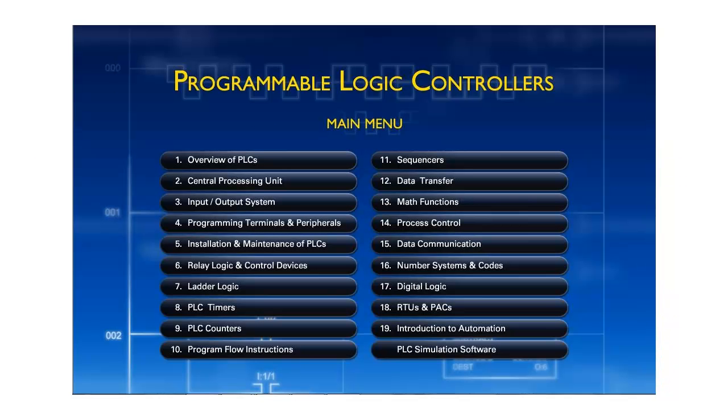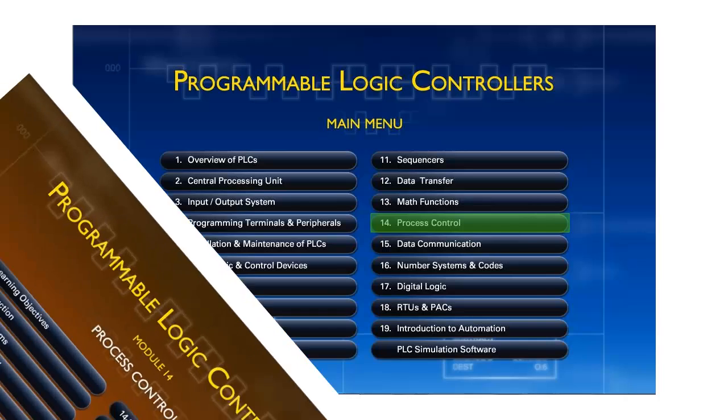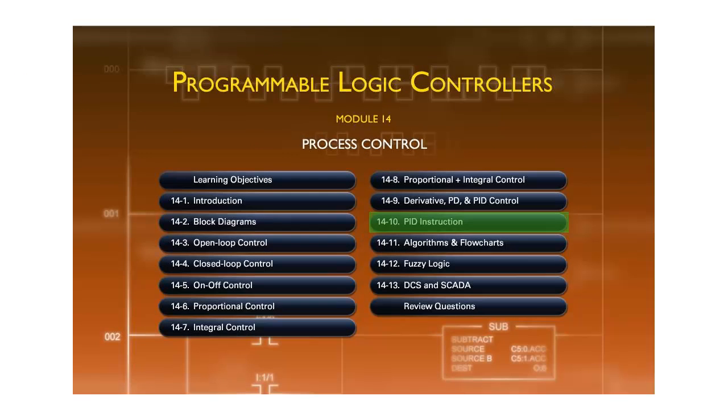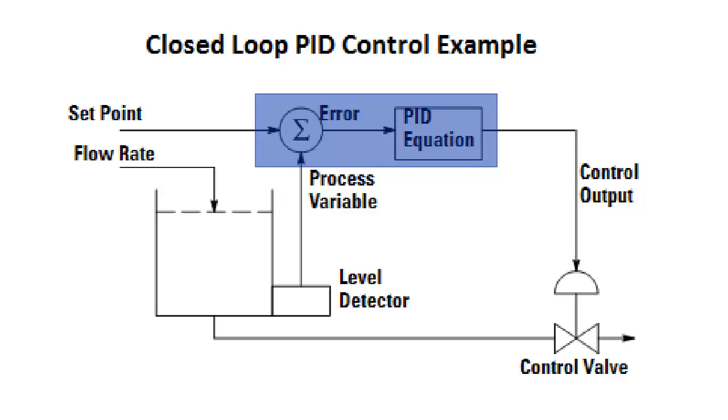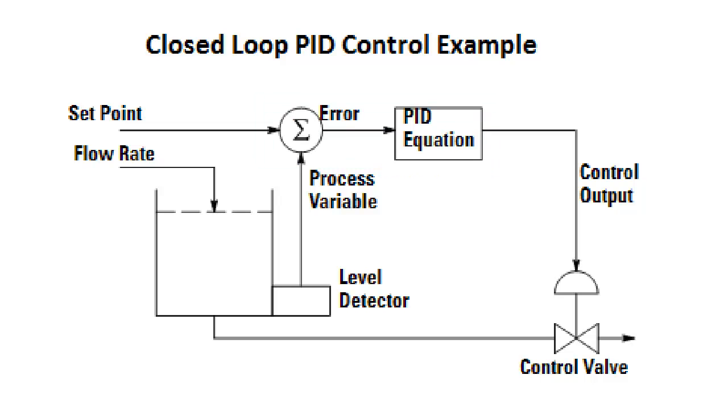A section has also been added to our process control module. It deals with the PID instruction. Closed-loop control applications commonly employ PID instructions. PID instruction uses an algorithm to correct the error between a measured process variable and a desired set point.